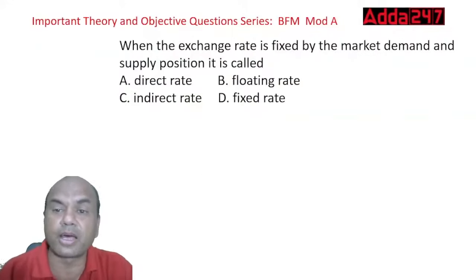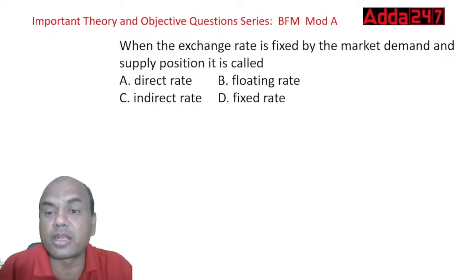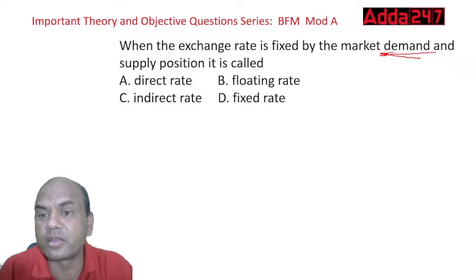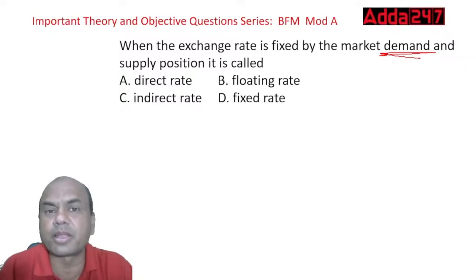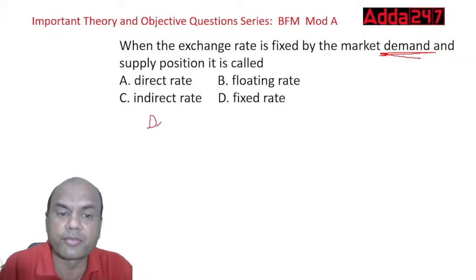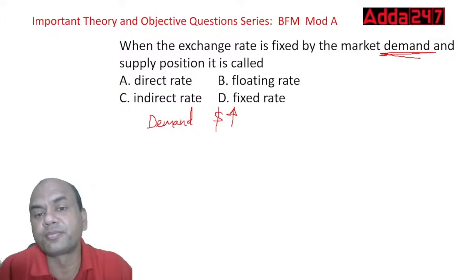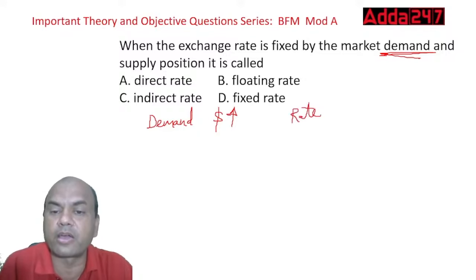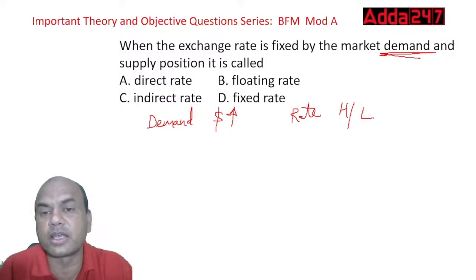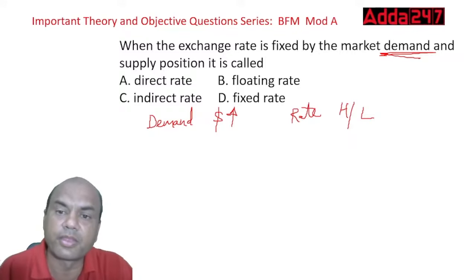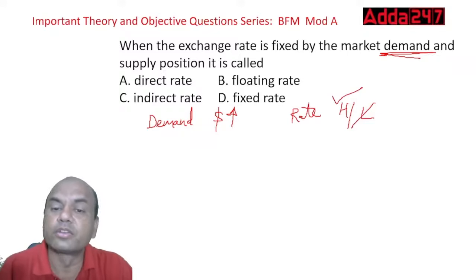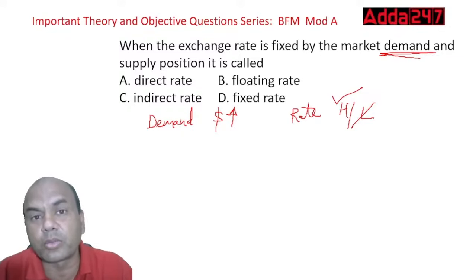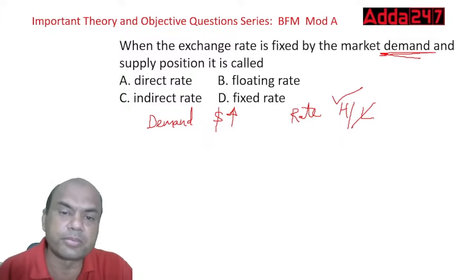When the exchange rate is fixed by market demand and supply position, it is called as market demand and supply position. Means if your demand is high, your rate goes high. If your supply is high, your rate goes low. Do you know this concept? If the demand for dollar goes up, then what happens? Will the rate for dollar be high or low? Just type H or L. It is high, correct? Our logic is very simple: if the demand for any commodity is high, the rate for that commodity will go up, right?